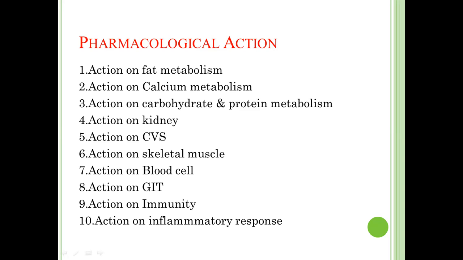Then next one is action on immunity. Immunity means it suppresses all types of allergic reactions, due to T lymphocytes. T lymphocyte is one type of WBC, also known as T cells. These cells originate in the bone marrow and mature in the thymus, and then they show their action.